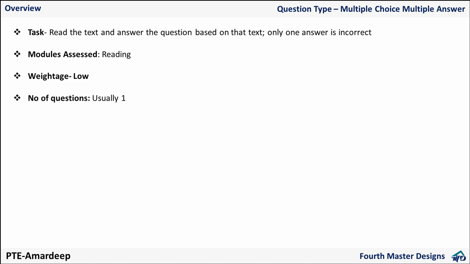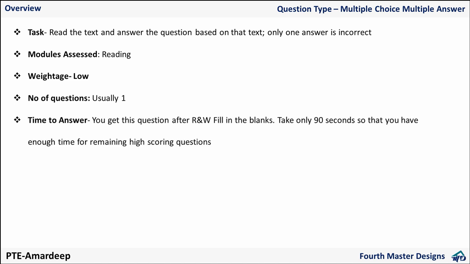Then, guys, the number of questions is usually 1, and you get this question after the first set of reading and writing fill in the blanks. So if you take 3 minutes here to answer this question, you will get a maximum of 3 marks even if you answer it correctly. But because of those 3 minutes, if you are not able to complete one set of fill in the blanks, you will end up losing 4 or 5 marks or maybe 6 marks. So just to score one extra mark, do not reduce your probability of scoring 79.